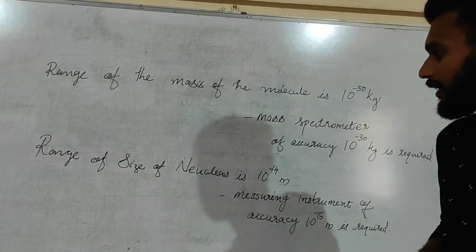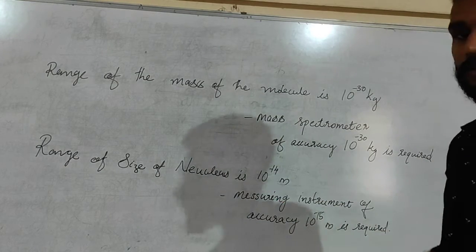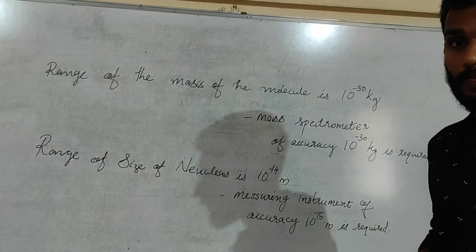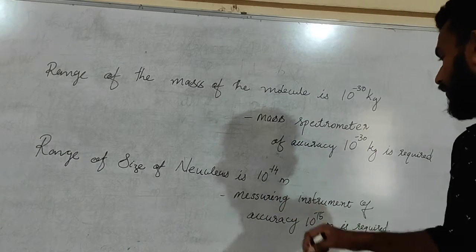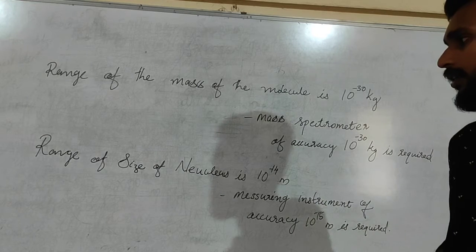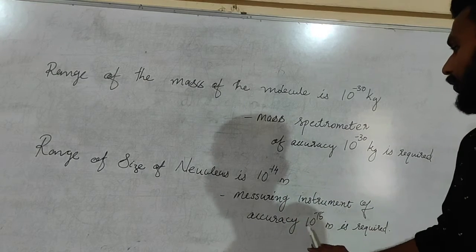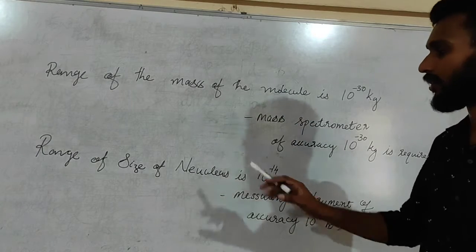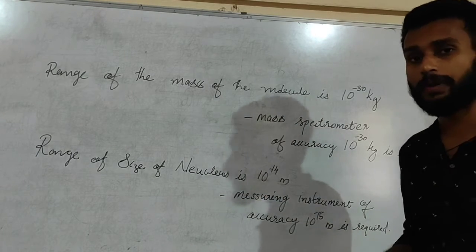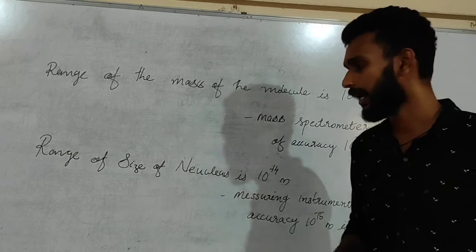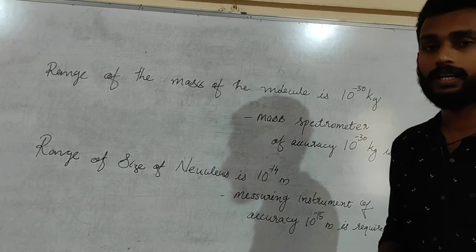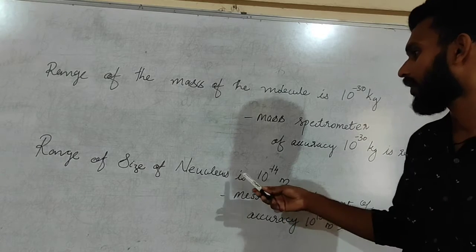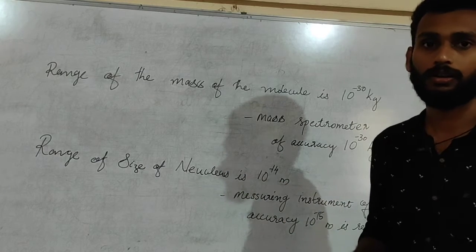Now let us come to the size of the nucleus. The size of the nucleus is 10^-14 meter. So its measuring instrument should have an accuracy of about 10^-15 meter, then only can we measure the size of the nucleus. Electron microscopes we can use for that purpose. Electron microscopes are what we use to measure the size of the nucleus and such things.